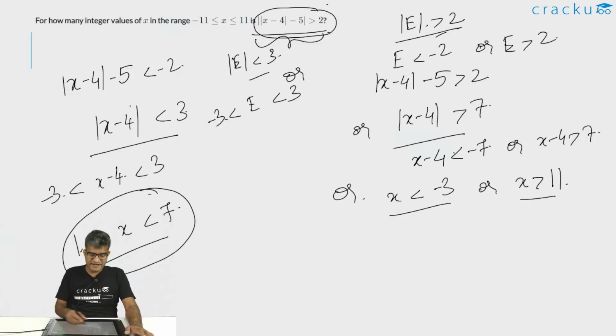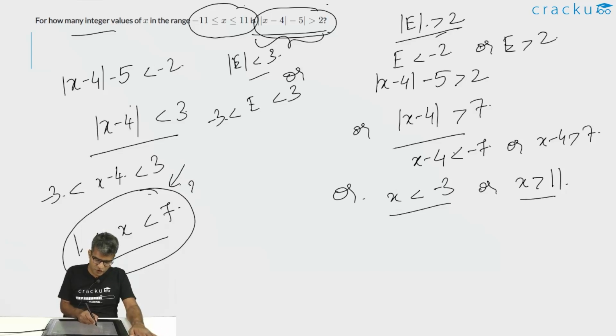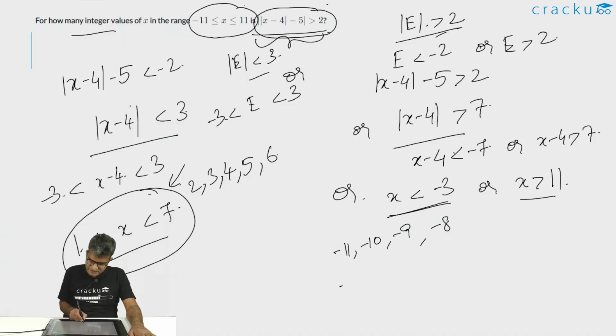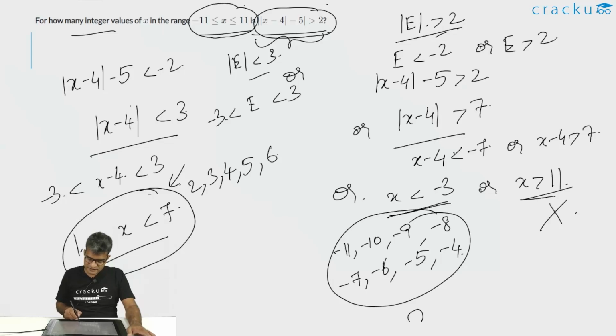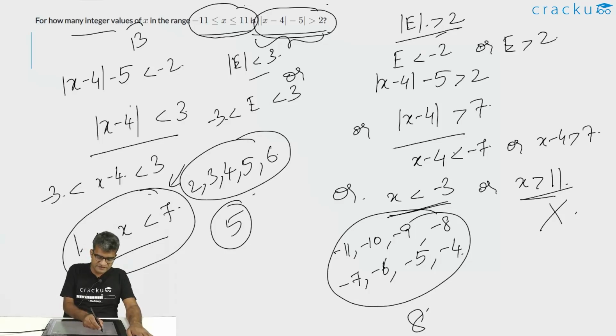But we also know that x is an integer and x lies between minus 11 and plus 11, both of them included. So the values that x can take in this particular case are 2, 3, 4, 5 and 6. In this case, the values x can take are minus 11, minus 10, minus 9, minus 8, minus 7, minus 6, minus 5 and minus 4. In this case, x is greater than 11, so no values exist such that x will lie between minus 11 and plus 11. The total is, here there are 8 values, here there are 5 values. So the total is 8 plus 5, which is 13. So the answer for this question is 13.